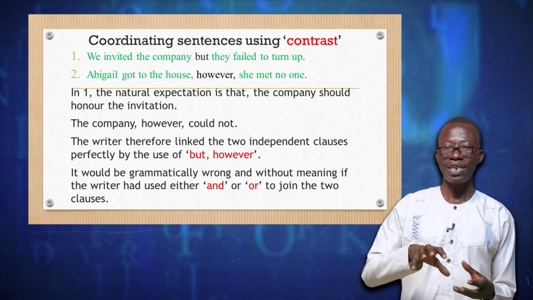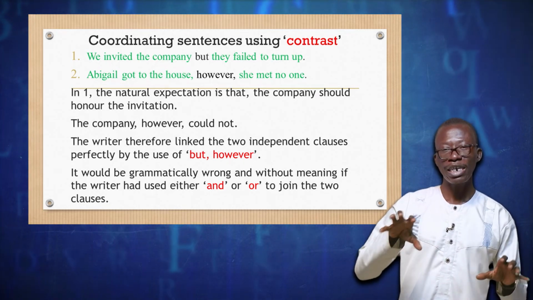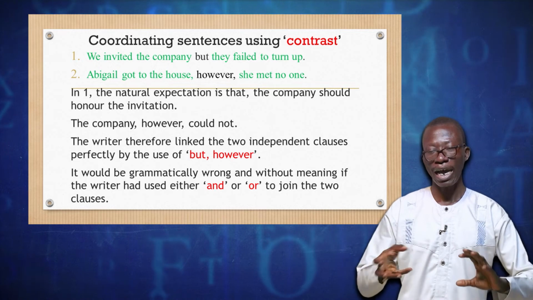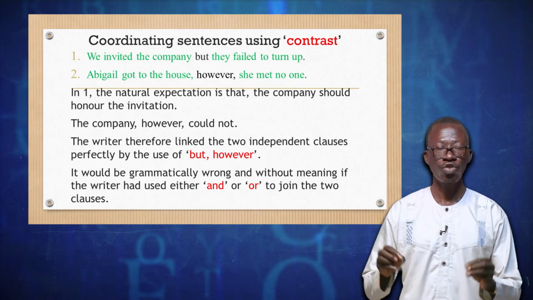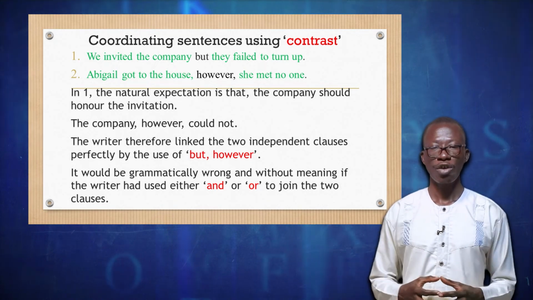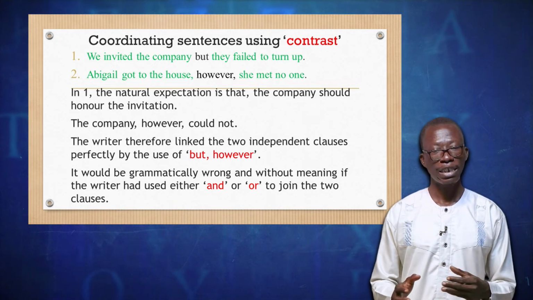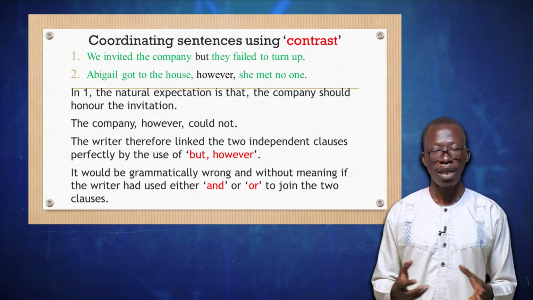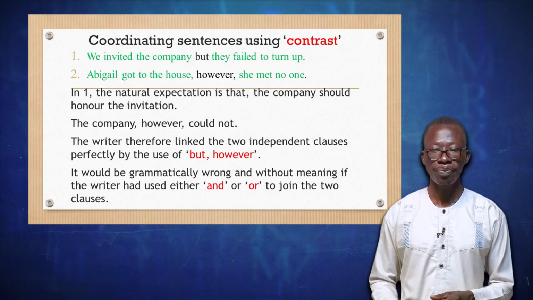So because the two statements seem to be in contradiction with each other, the best coordinators you should choose will be the coordinators that fall within the contrast group. So we have but, however, still, yet, available to us to choose from.